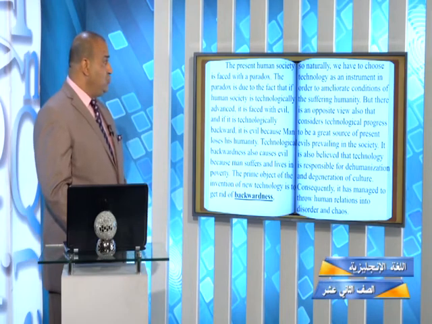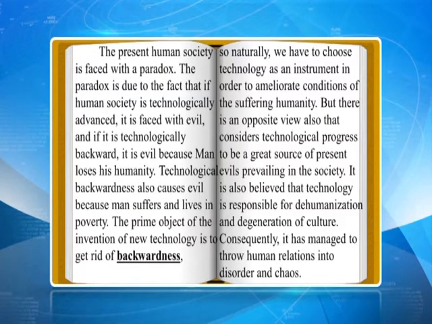The present human society is faced with a paradox. The paradox is due to the fact that if human society is technologically advanced, it is faced with evil. And if it is technologically backward, it is evil because man, which means human being, loses his humanity. Technological backwardness also causes evil because man suffers and lives in poverty.